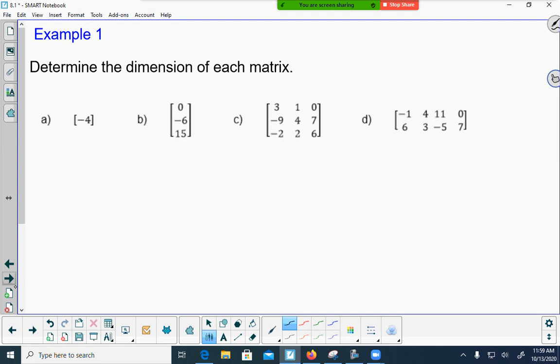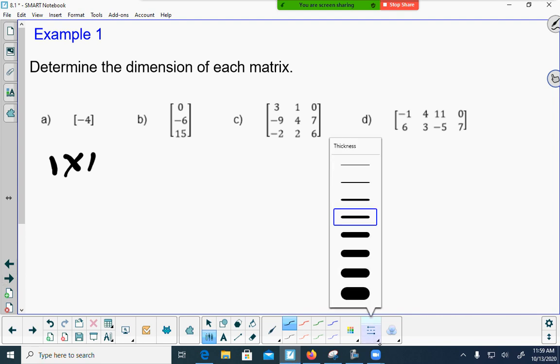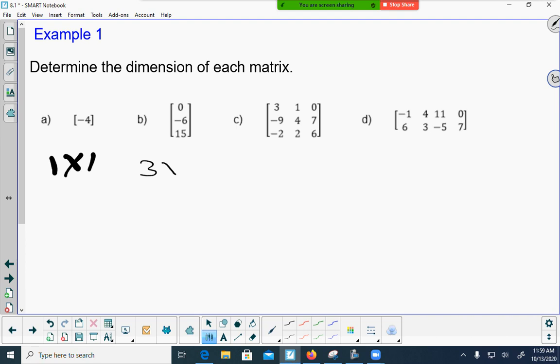So if I ask you to give me the dimensions of these matrices, you should be able to do this. Kaylee, what's the first one? 1 by 1. Then the next one, Connor. How many rows do I have? 3. How many columns do I have? 1, so it's a 3 by 1. Brooke, the next one. 3 by 3. And then finally the last one, Caitlin. 2 by 4.